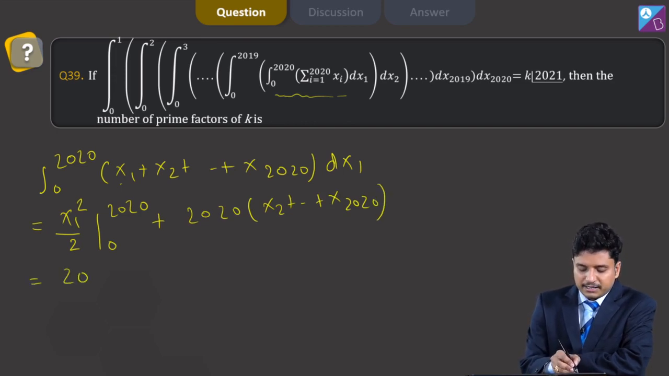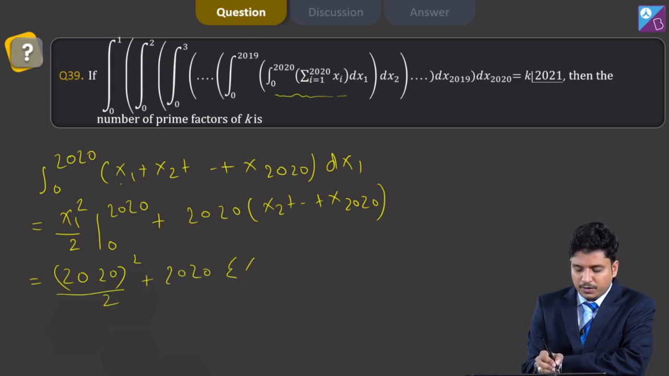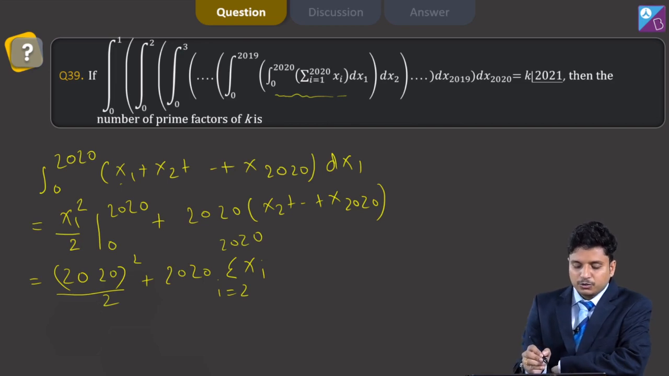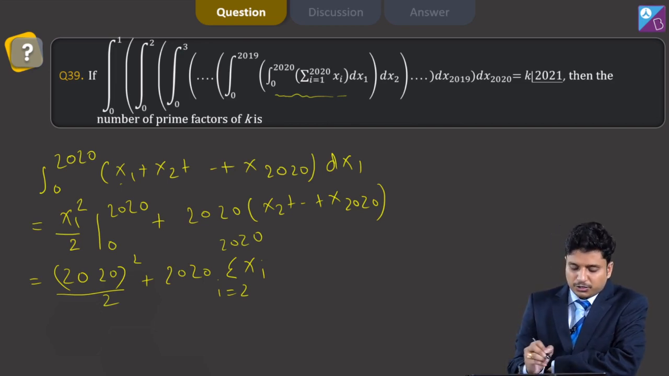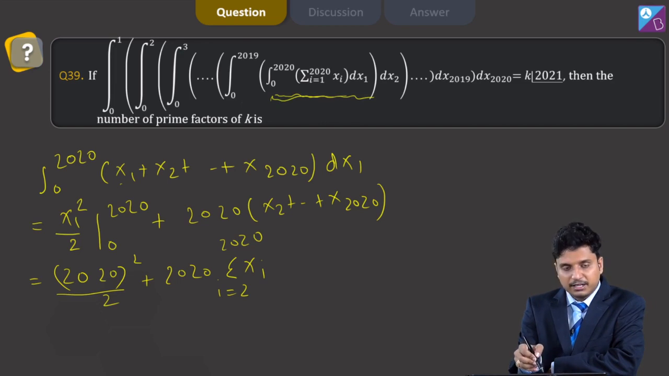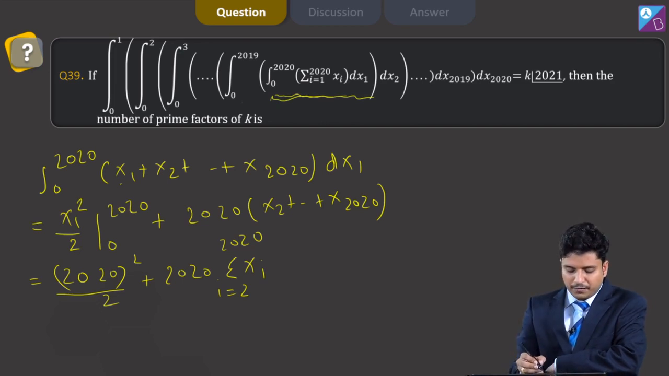So this is equal to 2020 square divided by 2 plus 2020 times the summation over xi, where i now varies from 2 to 2020. Fine. So this is the integration for the term which was present the most inside of all the brackets, and this is your expression for this integral. Now you have to integrate this whole term with limits 0 to 2019, considering dx2. So what will be the value?